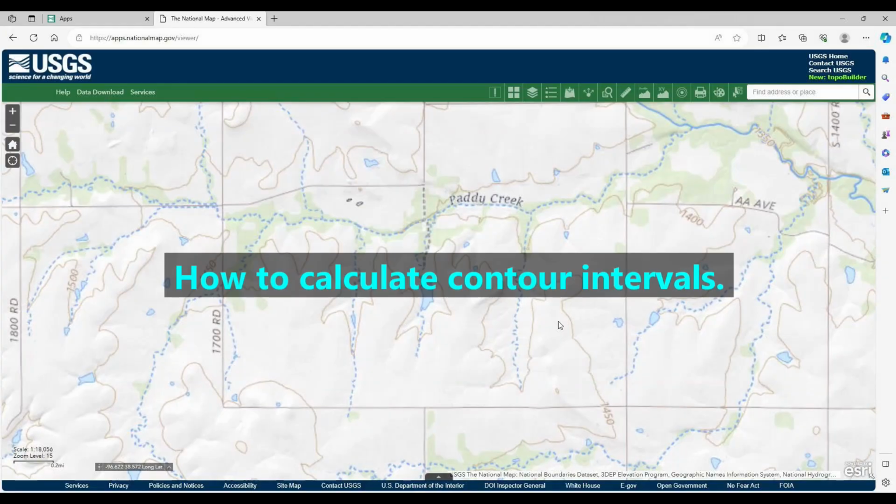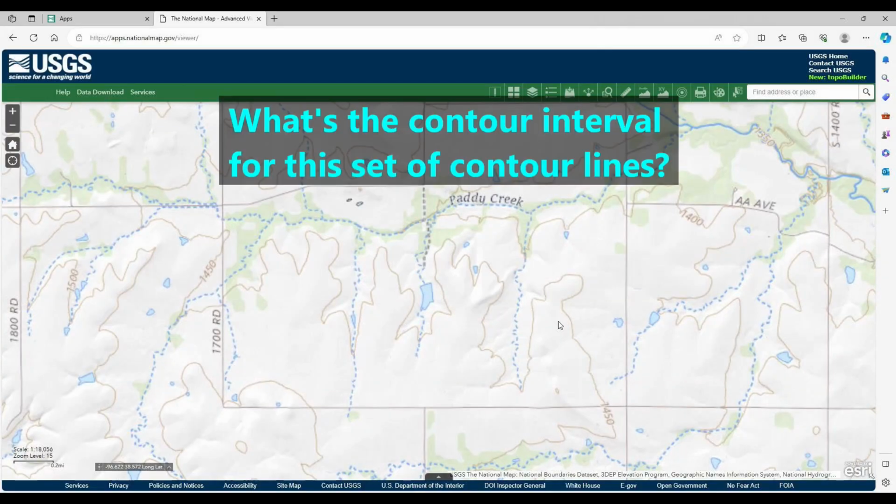Next, we'll learn how to calculate contour intervals. What's the contour interval for this set of contour lines?